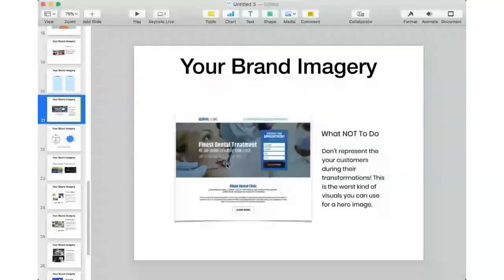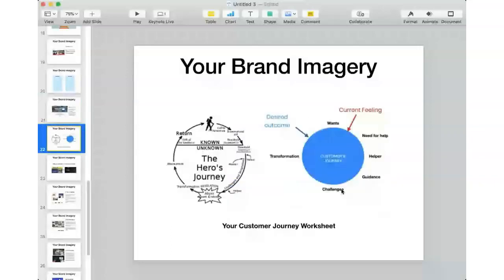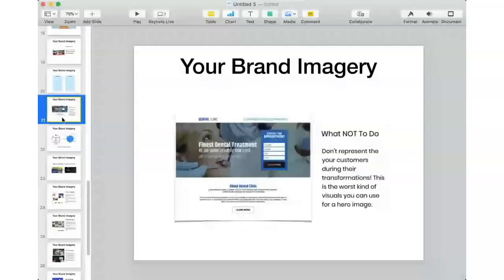This is what you should not do. This might be the worst hero section on a page I've ever seen in my life. I don't want to see somebody getting their teeth fixed. Right? Because that puts them where? Puts them in the challenges and the transformation. This is the unfun part. Now, I see her with a smile or what looks like a smile. I know better than that.